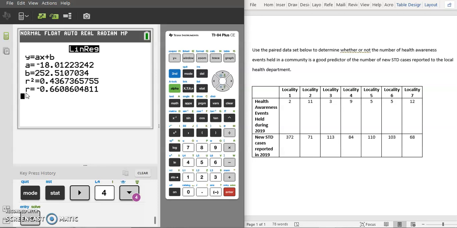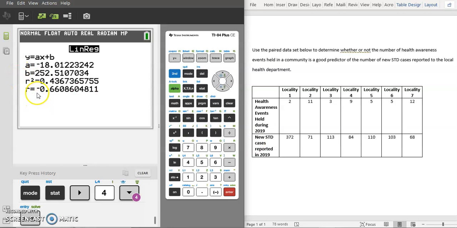And we have a negative 0.6608 r value here. And so with the correlation coefficient, as we said, it has both a strength and a direction of the relationship. So in this case, it is a negative relationship, and the strength is fairly good. Anything above 0.5 in absolute value we would consider to be a strong relationship. So there is a fairly strong negative relationship between the number of health awareness events held during 2019 and the number of new STD cases reported in 2019.